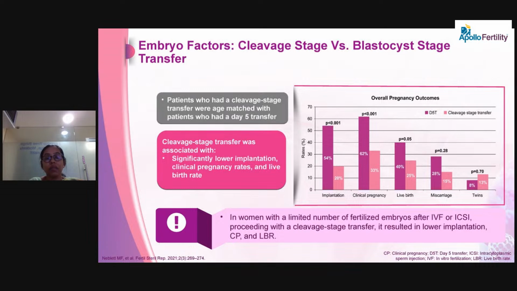Then moving to which stage of the embryo we transfer. From a cleavage stage embryo, we move to the blastocyst stage. Patients who had a cleavage stage embryo were age matched with patients who had a day 5 transfer, and they found a definitely higher pregnancy rate. So cleavage stage transfer was associated with a significantly lower implantation rate, clinical pregnancy rate and live birth rate. Whereas in women with a blastocyst transfer, the pregnancy rates were better.